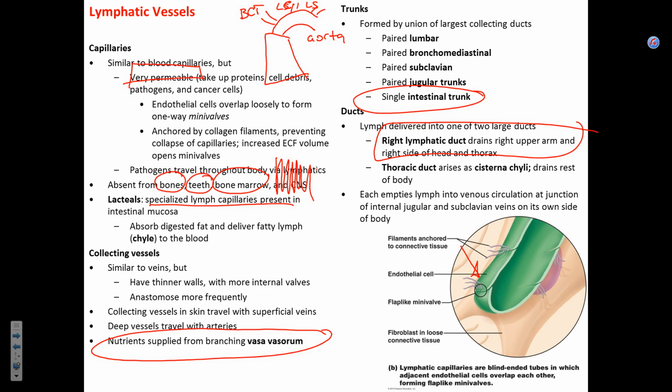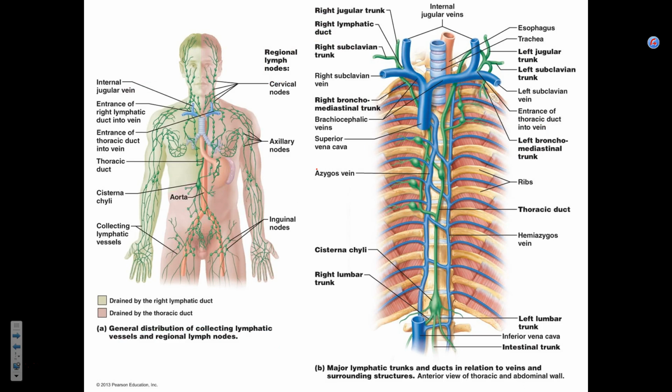So the two ducts, they empty into the veins. Essentially, they empty at the merging point of the jugular and subclavian veins. Okay? So we would look at the anatomy of the system. You see, first of all, a bunch of lymph nodes, but that's okay. Collecting lymphatic vessels and so on and so forth.